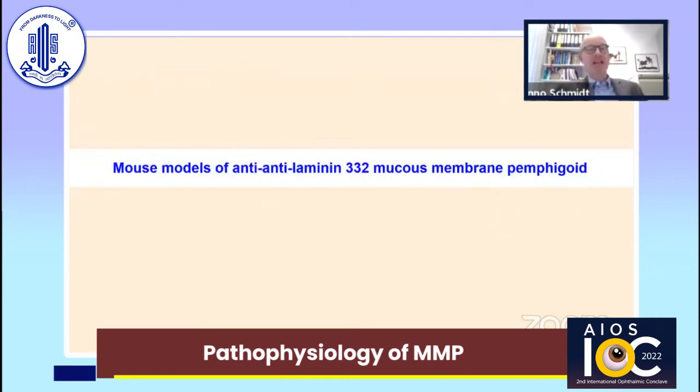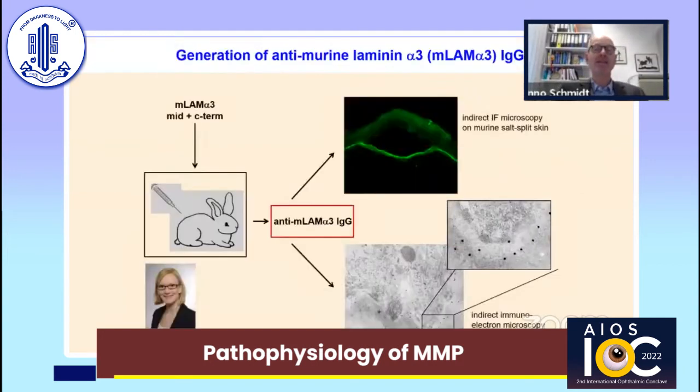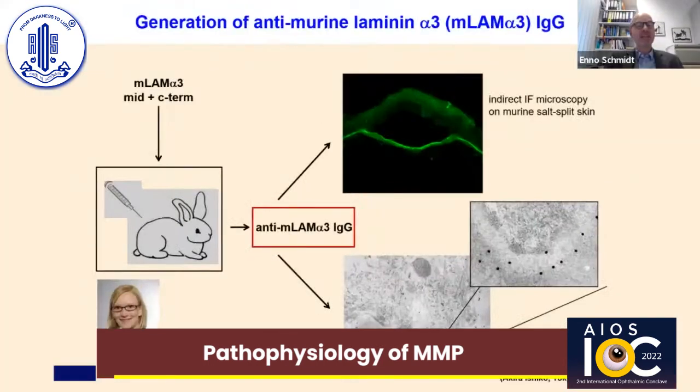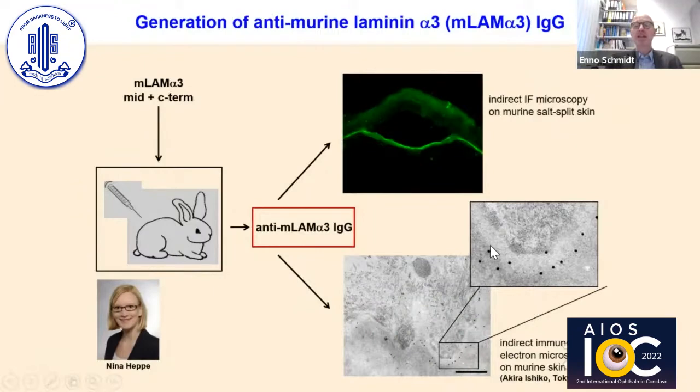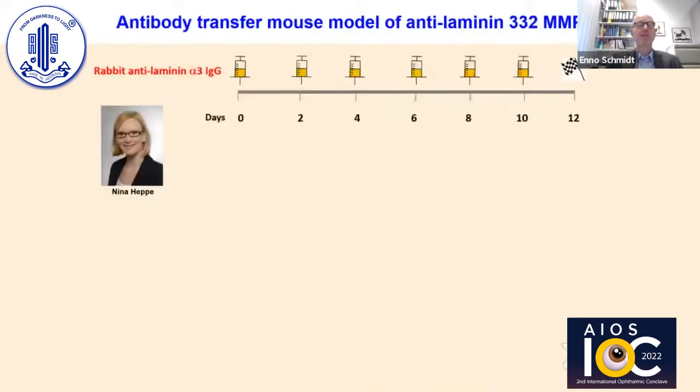In the last minutes, I would like to present a mouse model for anti-laminin 332 mucous membrane pemphigoid. Here, Nina Heppe immunized rabbits with recombinant fragments of the alpha 3 chain of laminin 332. These rabbit sera then labeled, as in the patients, the dermal side of salt-split skin by indirect immunofluorescence, and by electron microscopy, the antibodies labeled, as in the patients, the lower part of the lamina lucida of the basal membrane zone.